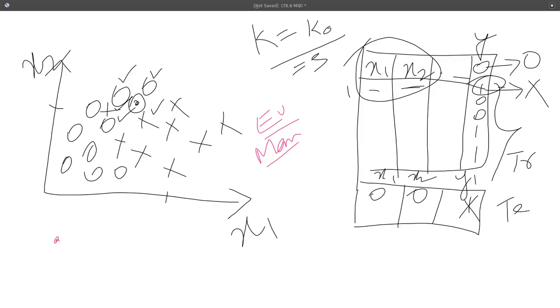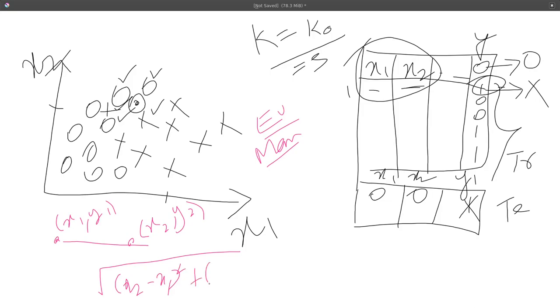For a given pair of points, Euclidean distance says that if the coordinates are x1, y1, and x2, y2, then directly finding the distance using Euclidean's method will be the square root of (x2 minus x1) whole square plus (y2 minus y1) whole square. So this is how Euclidean distance works.